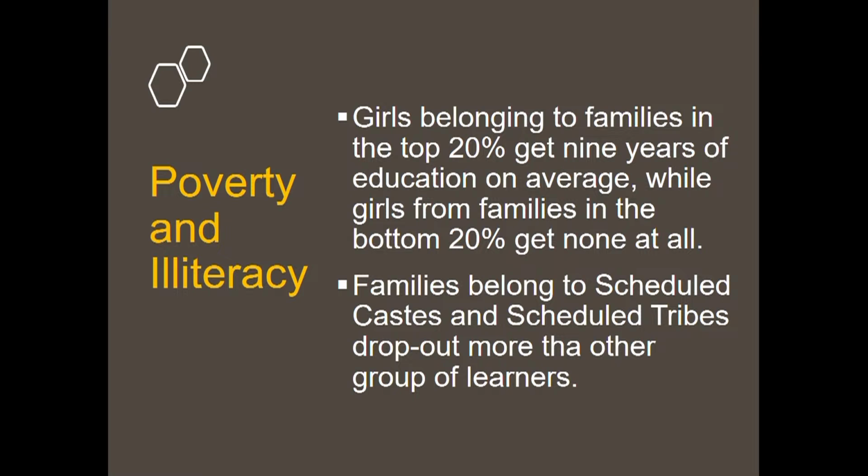Because they have less income, they are not able to provide food, nor clothing, nor books to their children. On the other hand, they are also engaging their child in different kinds of occupations, so the child is not able to go to school. So poverty and illiteracy are directly related to each other in case of education.